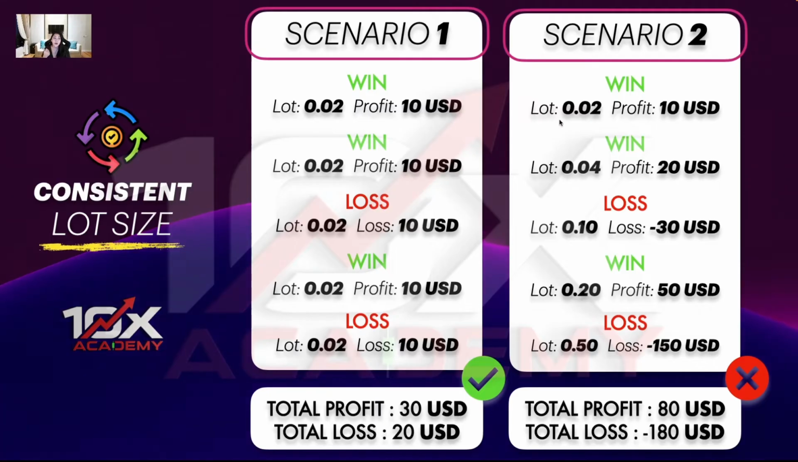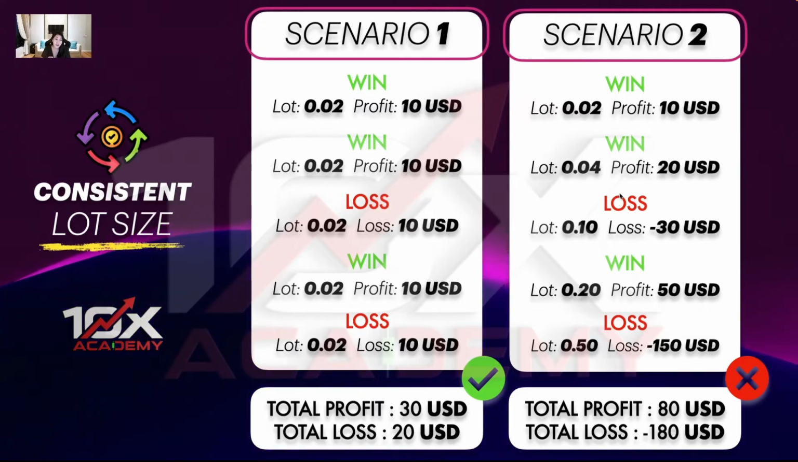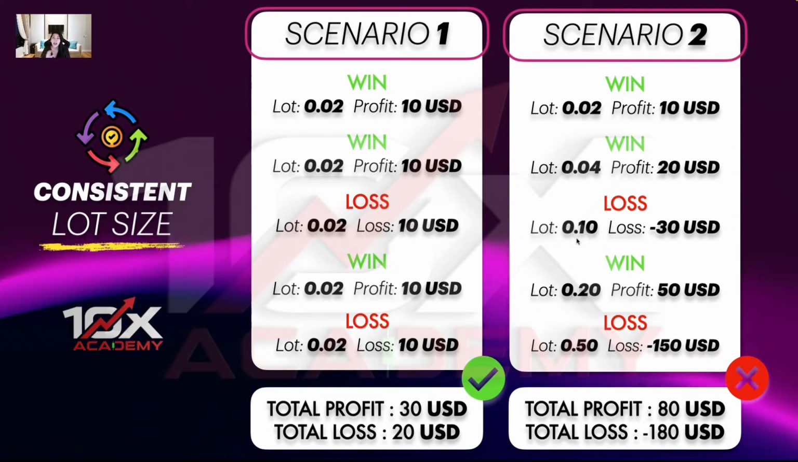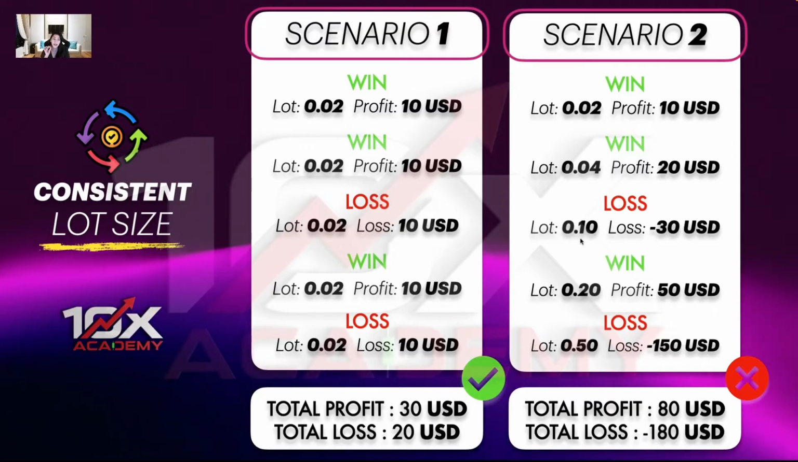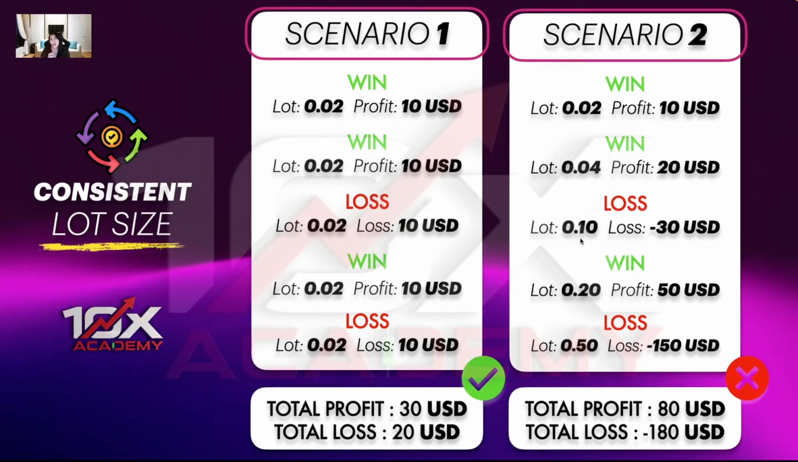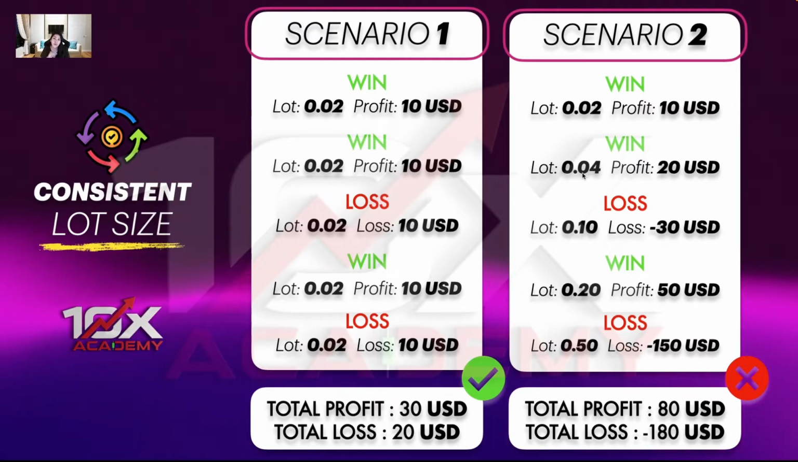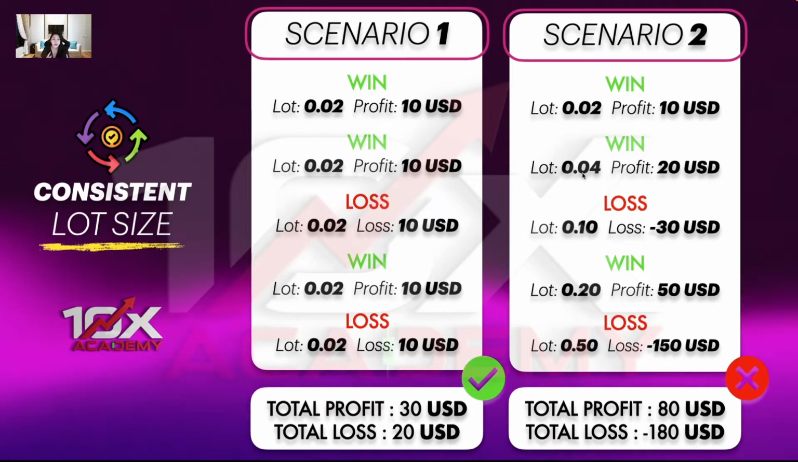You see, the first round, he did 0.02. Second round, he entries 0.04. Now, the third round, he decided to increase his lot size to 0.10. Never, ever lay it up to 0.10 unless you have 100 US dollar. If you have 50 US dollar, you can only lay it up to 0.05. That is why it's so important for you guys to know your lot sizes, okay?